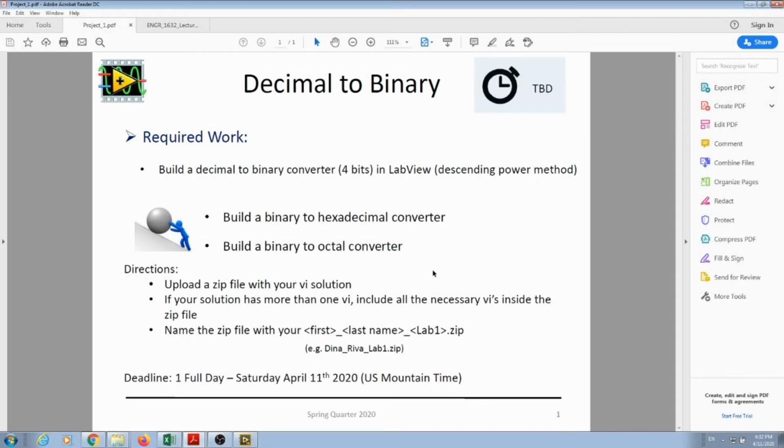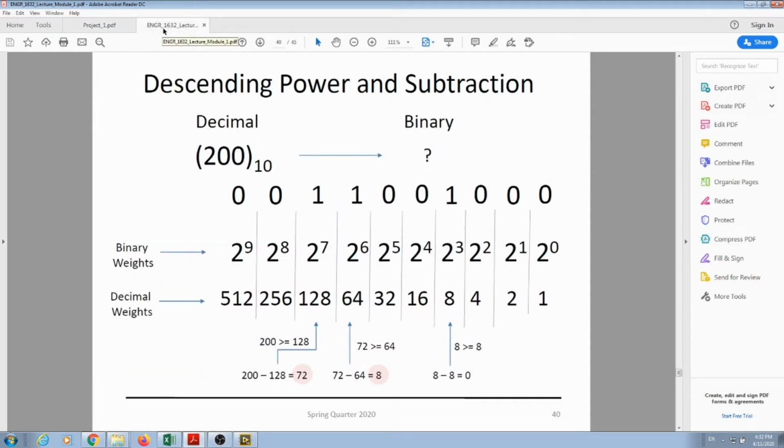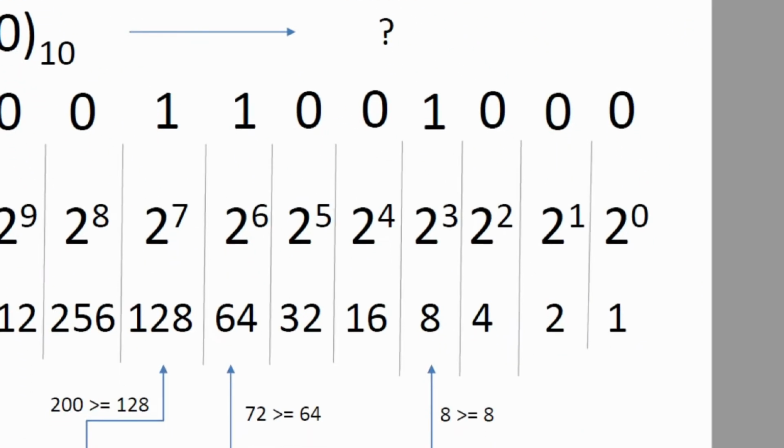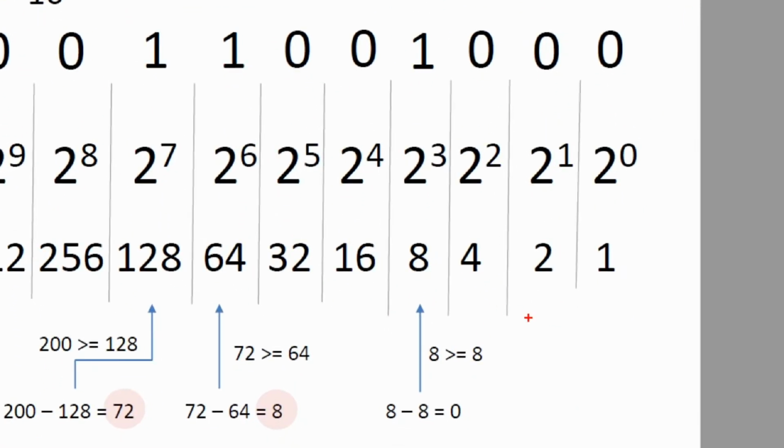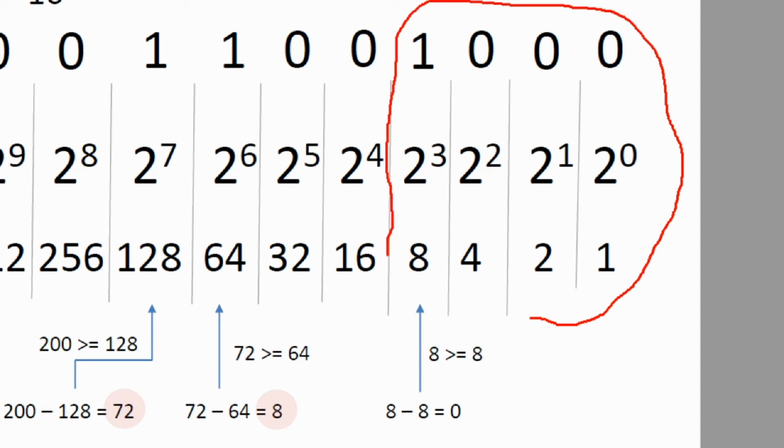Let's go over the solutions for your decimal to binary converter, 4 bits, using the descending power method. Let's just review really quick the descending power method. We care about only 4 bits, so I'm looking at this part over here of my algorithm.